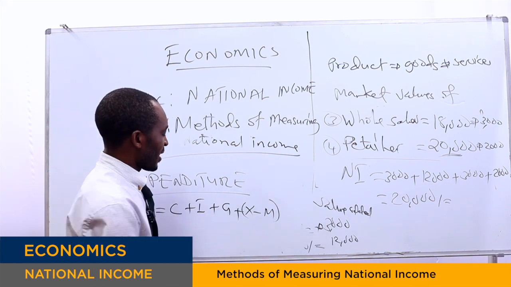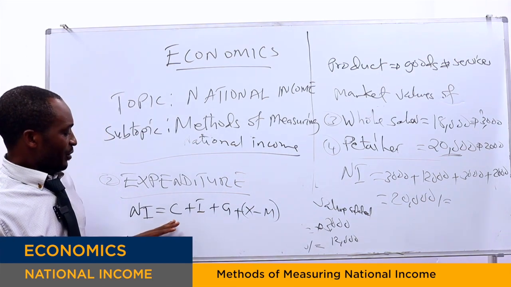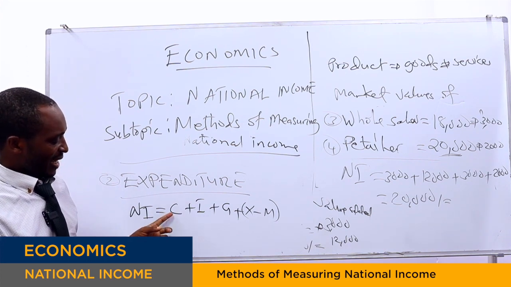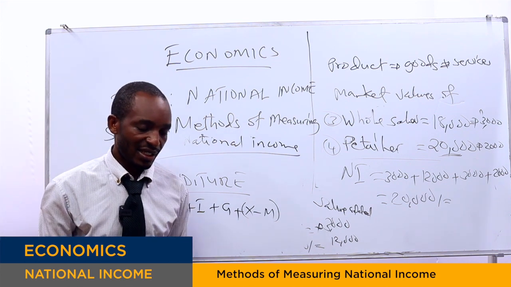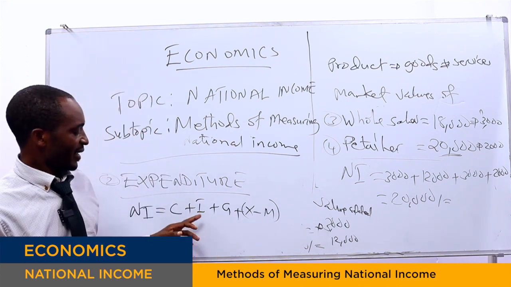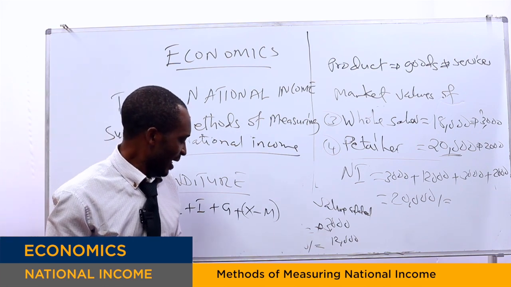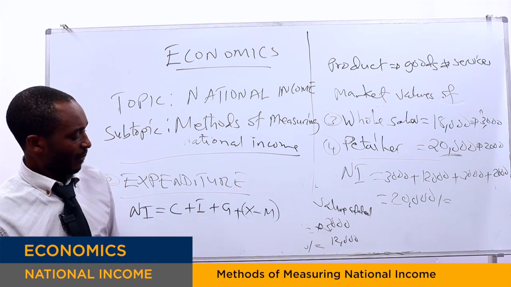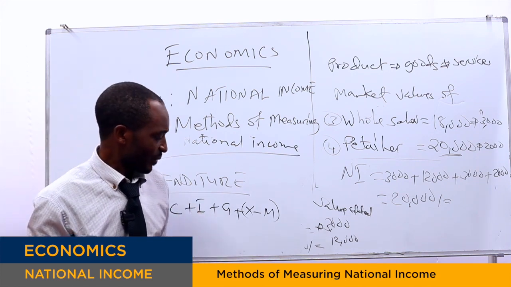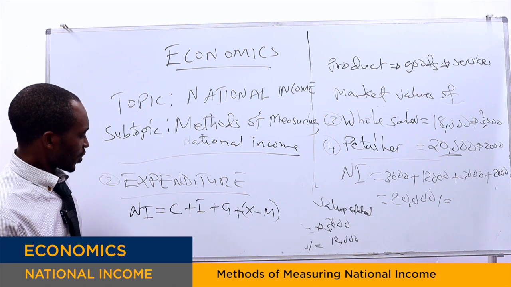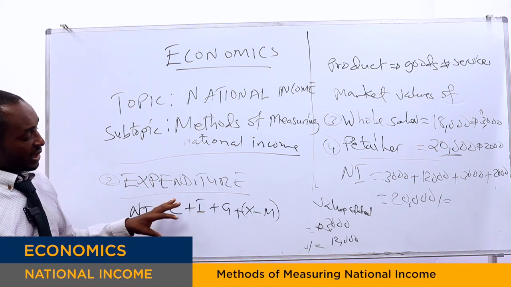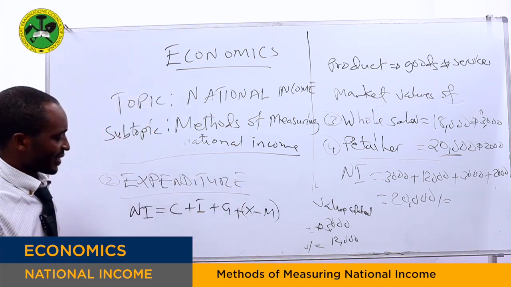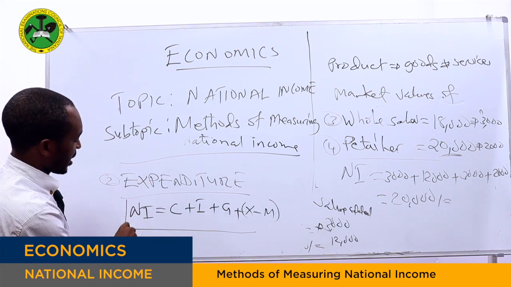So the national income by the expenditure method would be like this. C stands for private or household consumption, I stands for private investment, G for government spending, X for exports, and M for imports. So now you take the expenditure on final goods and services. So our formula is this one.